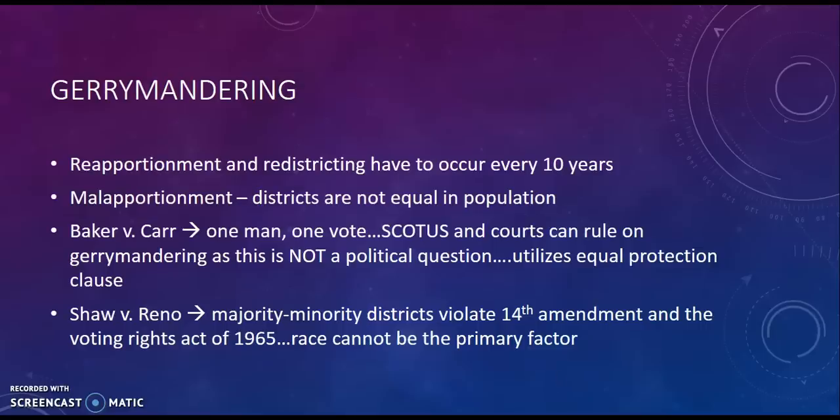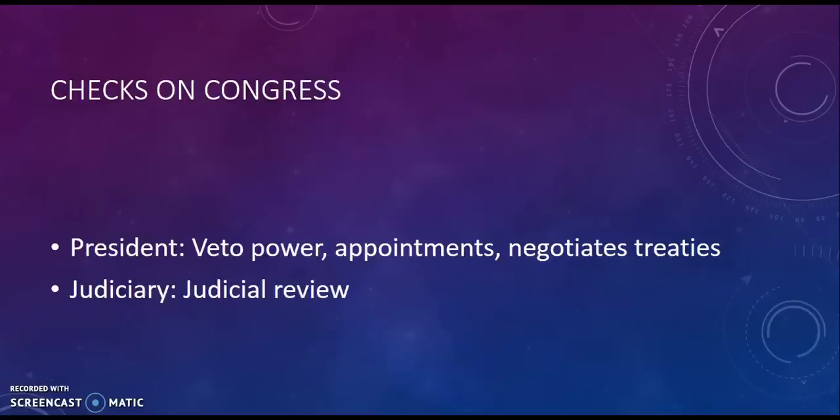Keep in mind, for House elections, gerrymandering is playing a big role here. Baker v. Carr is going to be very important because it utilizes the Equal Protection Clause, saying that basically every person has one vote. You can't have certain districts with more people and other districts with less people. Otherwise, that's violating your 14th Amendment right. Also, districts cannot be created based on race. That was a big part of the Shaw v. Reno case. Race cannot be a primary factor, as majority-minority districts also are going to be a violation.